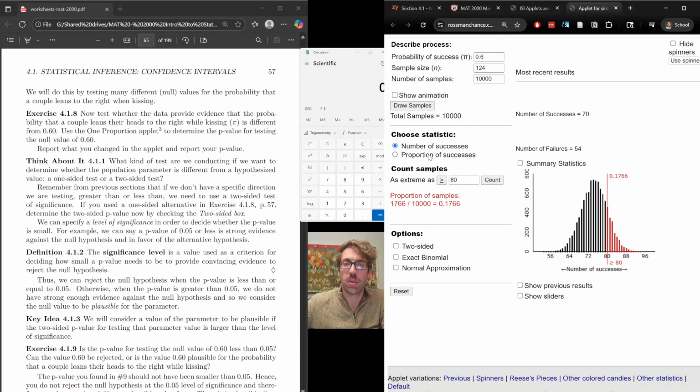And then maybe I'll still do number of successes as 80. So if the true proportion was 60%, then getting 80 has a p-value of 0.1766. So interpret that. Remember, the p-value is, assuming the null hypothesis is true, the probability of getting data this weird or this extreme. And so when it's really low, then maybe our assumption wasn't good. And when it's not so low, then it could have happened.